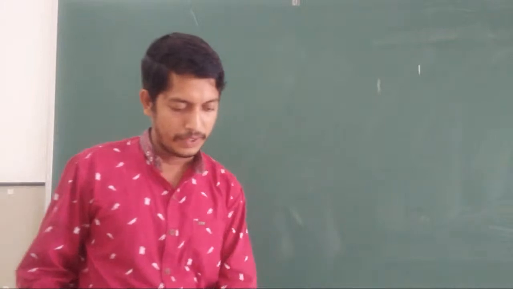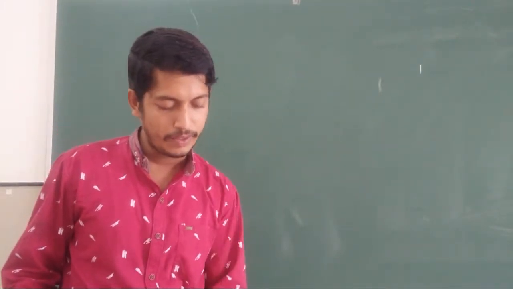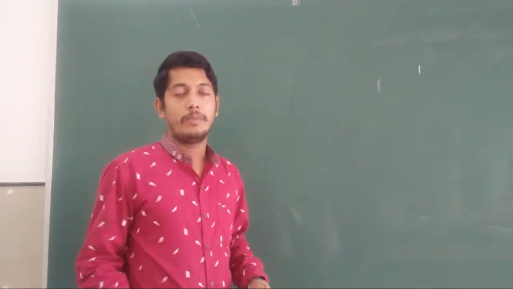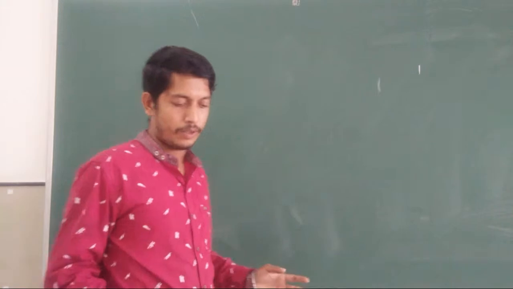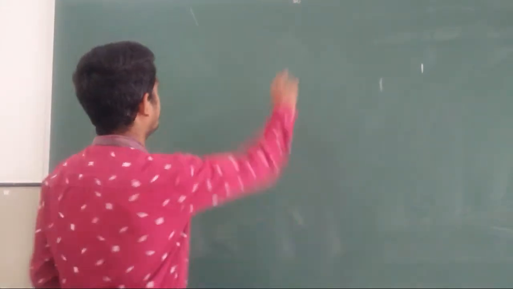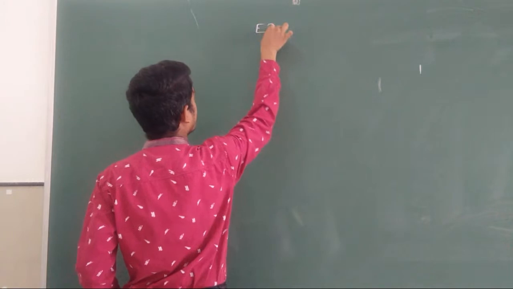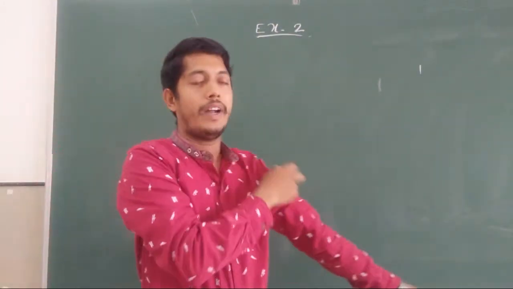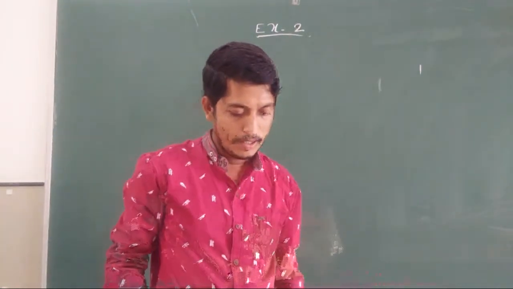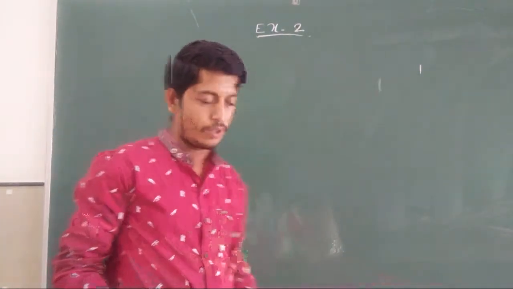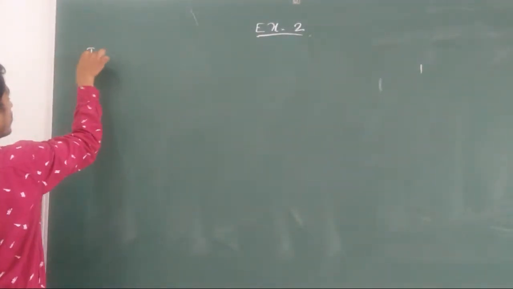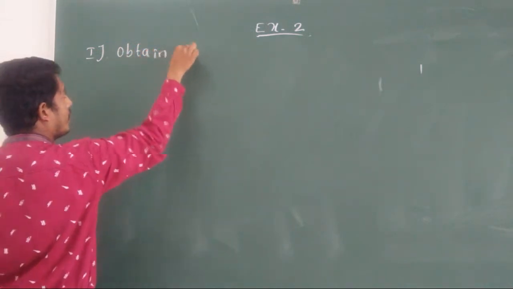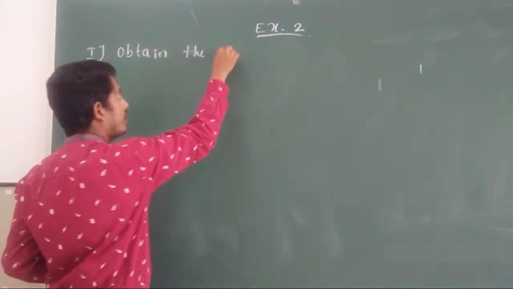In the second exercise, we left one part, that is, obtain the product of. Some terms are given, and we have to find the product. So we will solve that first, that is exercise 2. We know how to multiply and how to find the products. The main instruction is: obtain the product of.